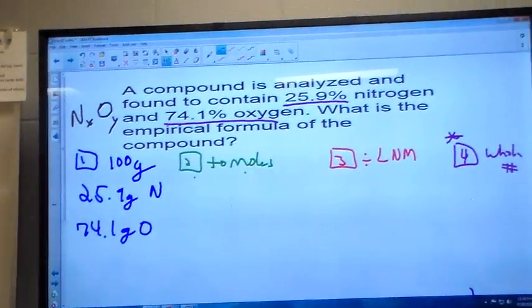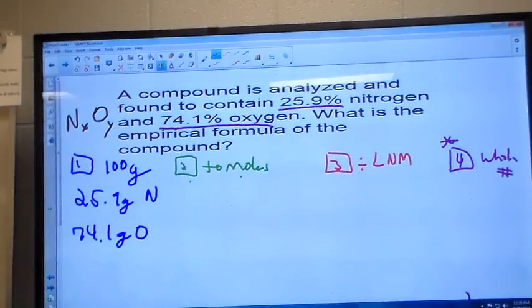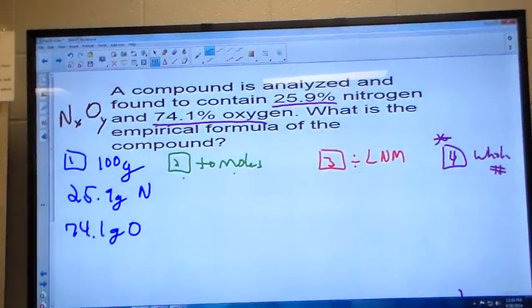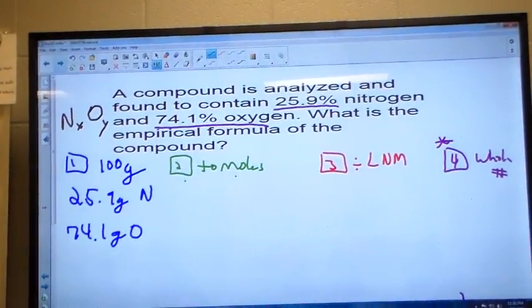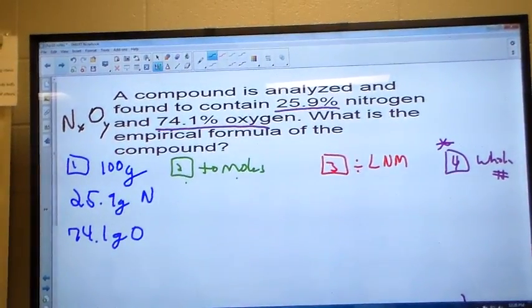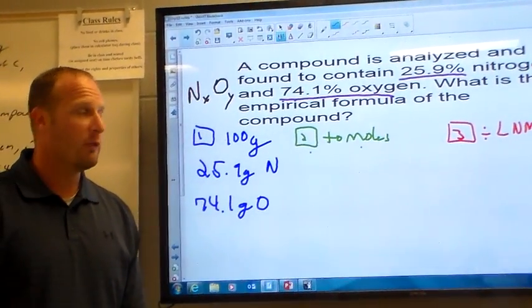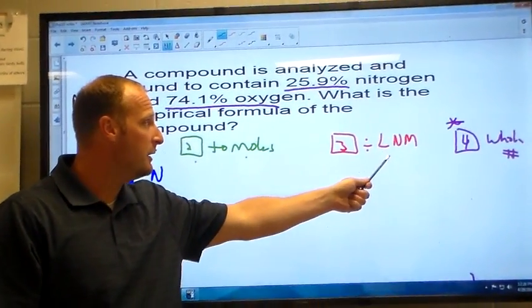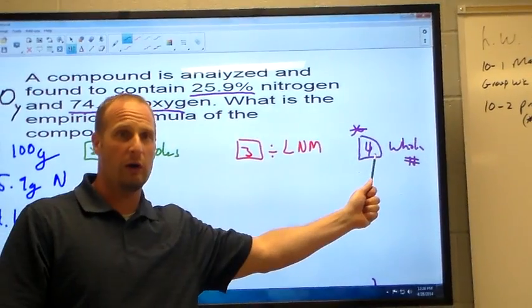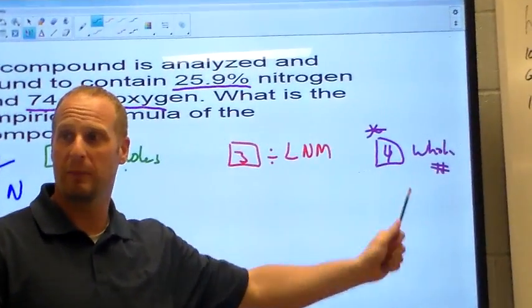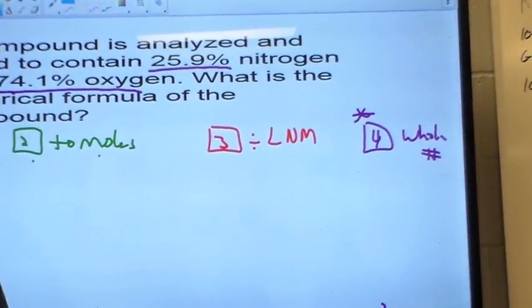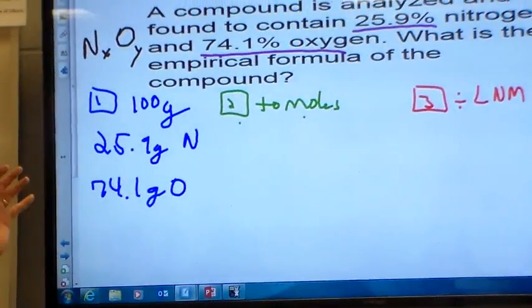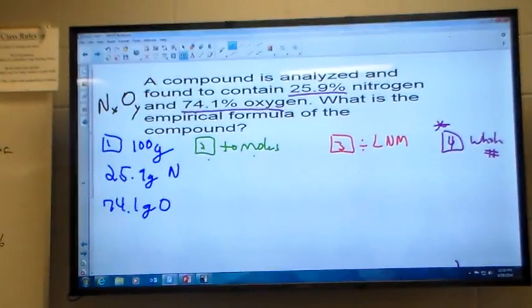All right, so it's really hard. This is hard stuff. So the basic steps that I'm going to teach you how to do is, number one, to assume 100 grams of the compound. Number two, convert to moles. Number three, divide by the least number of moles, LNM. And number four, with a star, multiply by a whole number. Star means if needed. All right, so let me do this one. Then the next two, you guys are going to walk me through each step.